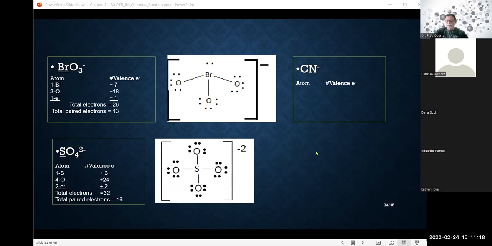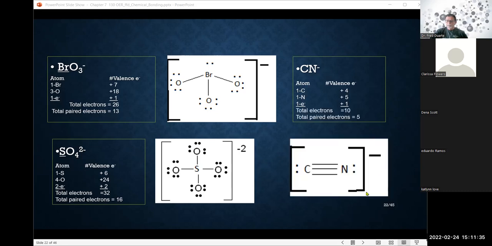And the next one, cyanide, is a negative charge. So we had four for the carbon, five from nitrogen, and add one for the electron. And we do that simply, we end up with that. Okay. Now, notice if you would have inadvertently forgotten to add that one, you would end up with nine, which I told you is not divisible by two. You always will get a number divisible by two.